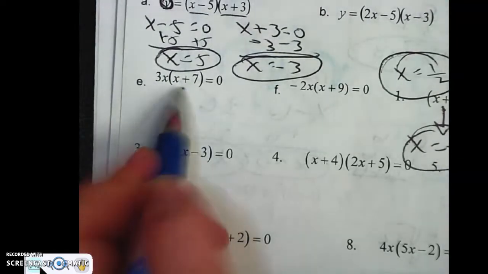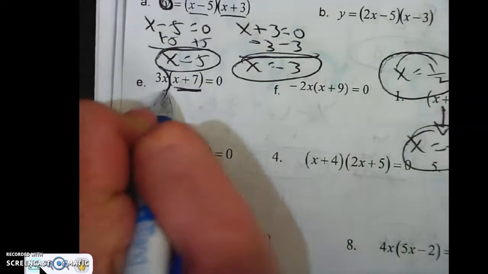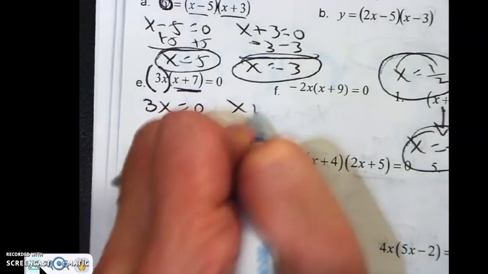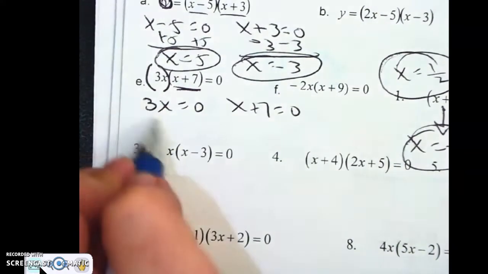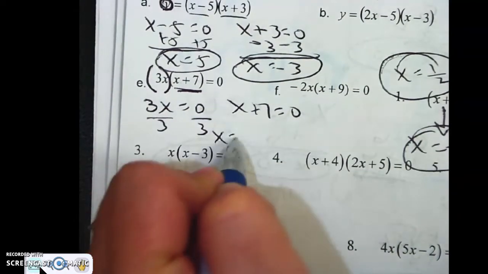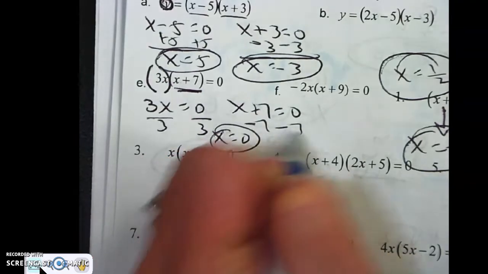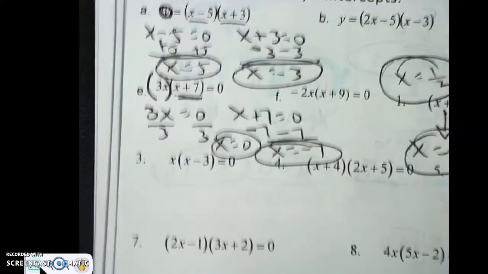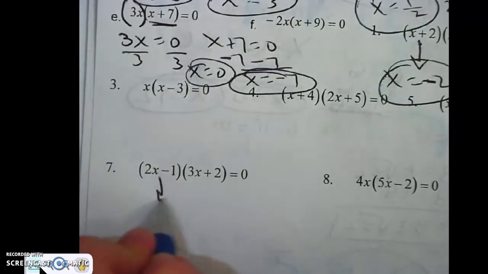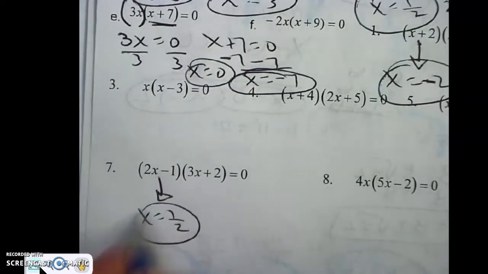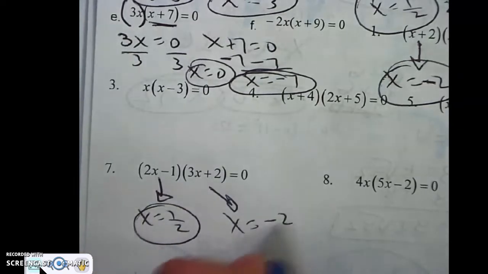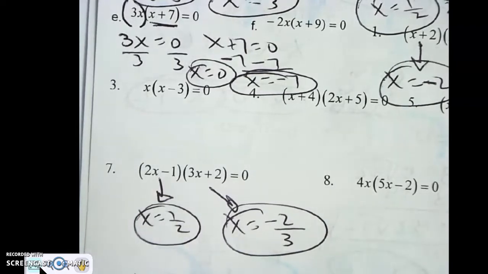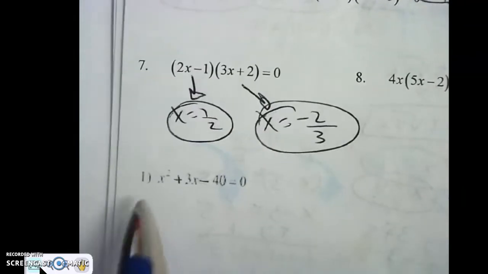Okay? Let's jump to letter E. Set the parentheses equal to 0. Well, I only see one parenthesis, but I can make another parenthesis. So I go 3x equals 0, x plus 7 equals 0. Divide by 3. 0 divided by anything is 0. Minus 7, x equals negative 7. Okay? So if you can be fancy and just go x equals 1/2 and x equals negative 2/3, great. Need to solve it out? Great.